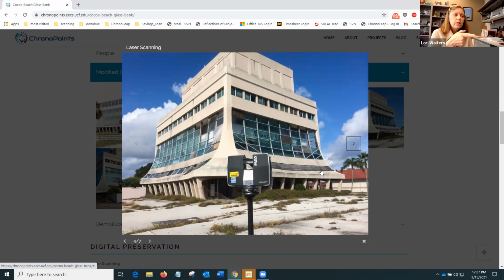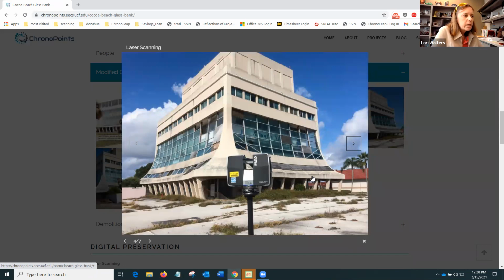Now, at that time, we used the Faro S120 laser scanner. That's what you see right there. And you'll notice something else on this glass bank. In the early 1980s, when they made this modification, remember, all this was glass. This you didn't see. This is a condo unit for an individual in Cocoa Beach, and that was placed on top of it. This photograph was taken in December of 2014, just prior to the building's demolition in January of 2015.